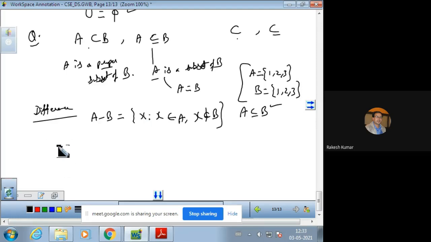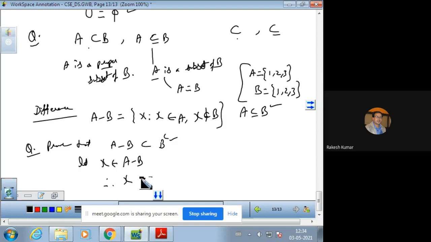Now related to this we have a result: prove that A minus B is a proper subset of B complement. This is the question here. Means let an element x belong to A minus B. x हम एलिमेंट लेंगे लेफ्ट हैंड साइड में और उसको प्रूव कर देंगे कि दैट एलिमेंट इज आल्सो लाइंग इन बी कॉम्प्लीमेंट.